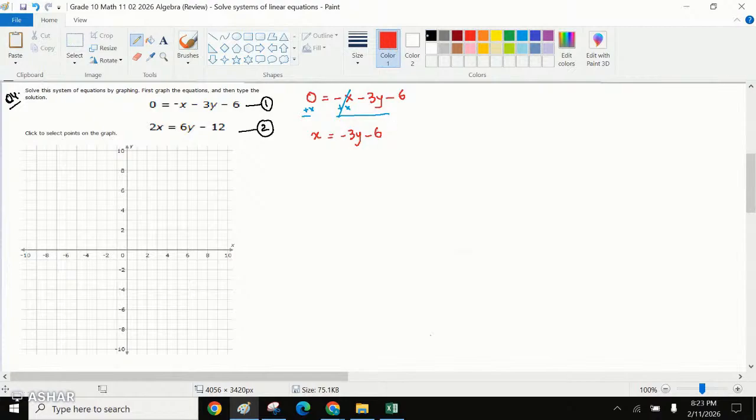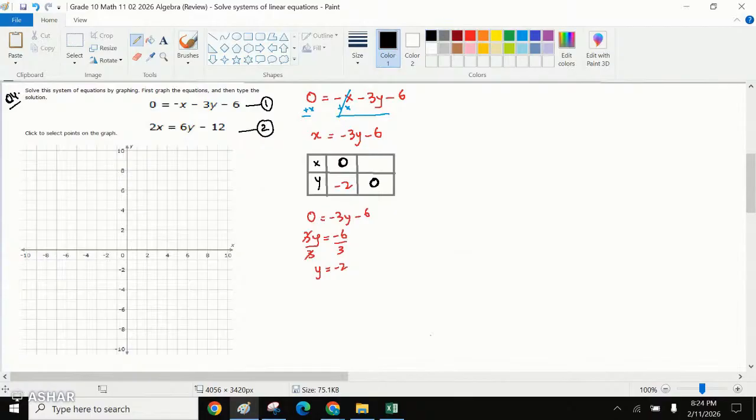For this equation, can we suppose a set of values for x and y? One time I would put x to be 0, one time I put y to be 0. When we put x 0, we can say minus 3y minus 6. We can bring 3y to this side. We divide by 3 on either side, and y comes out to be negative 2.